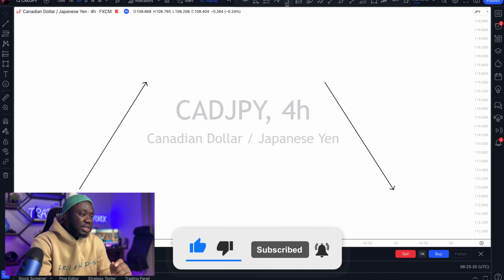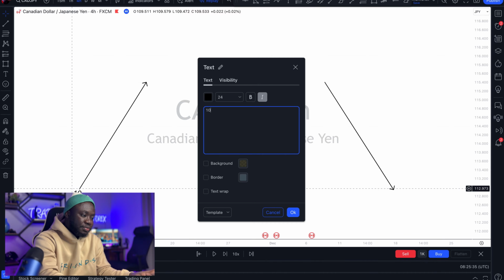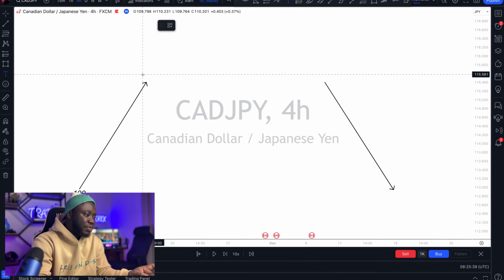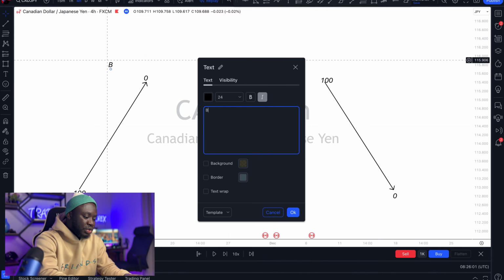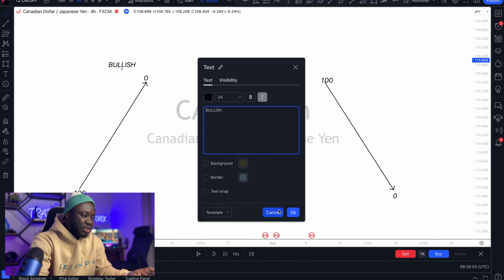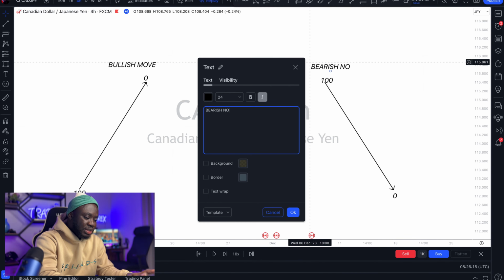Now let's label this move here as well. Let's make the point at the bottom here 100 and then the point at the top 0. Let's do the same for the bearish move as well. And then let's also label the main move up there to make it easy and not confusing to anyone. So we have a bullish move here. We have a bearish move as well here. If anything is confusing, just stay with me. Everything will make sense in the end.